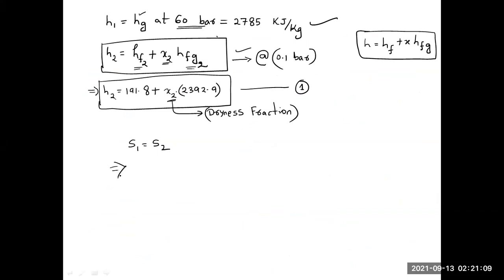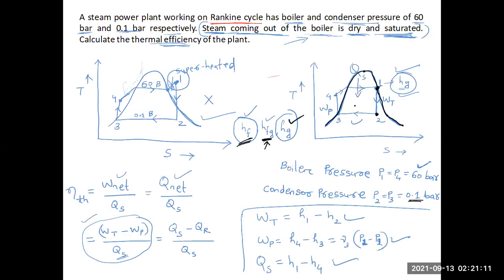Now, what is entropy at 0.1? Entropy at 0.1 means here entropy we have to calculate, we have to see what is the value of sg, because it is dry saturated vapor. So at 0.1, what is the pressure? 60 bar. At 60 bar pressure, we have to find out what is the value of sg.